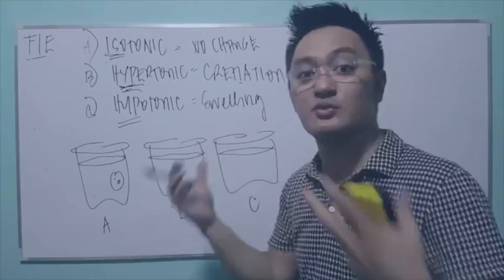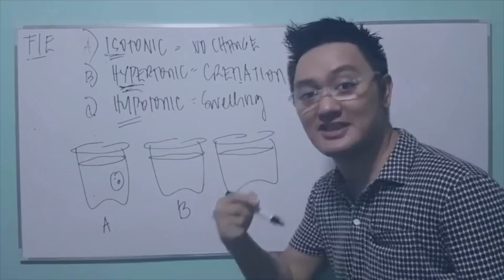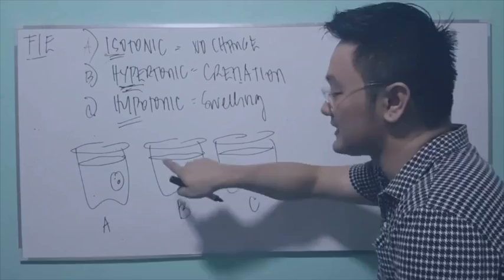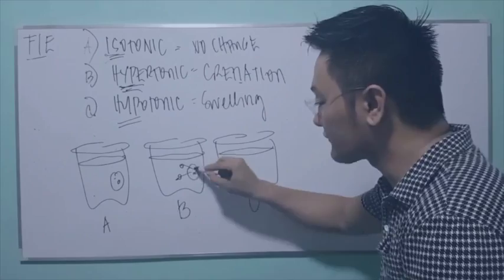Beaker B, it's hypertonic. The solution is concentrated. When you say concentrated, it needs water, right? Now, if you drop a single cell, cell wall, nucleus, the concentration here is so high. The solution is concentrated. As a result, fluid from the cell gets out. As a result, the cell will shrink, or cellular crenation.